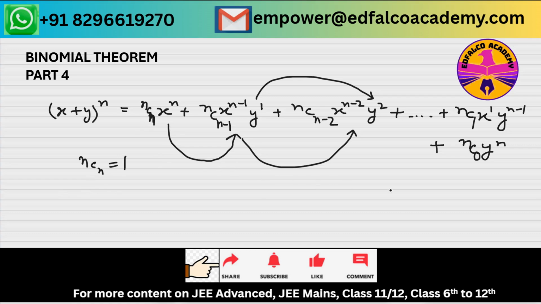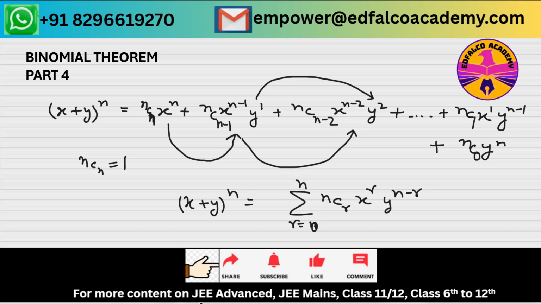So if you see, this is the overall terms that you are going to get for (x plus y) to the power n. So therefore I can write it as (x plus y) to the power n is equal to summation of nCr x to the power r y to the power n minus r, where r varies from 0 to n.